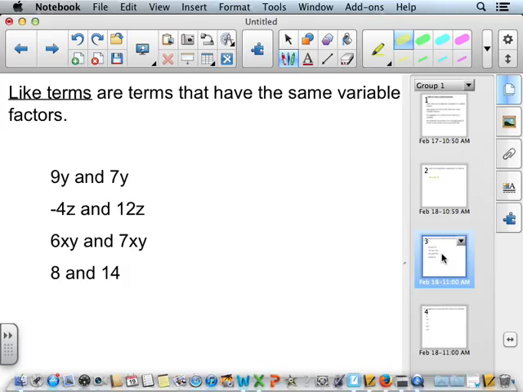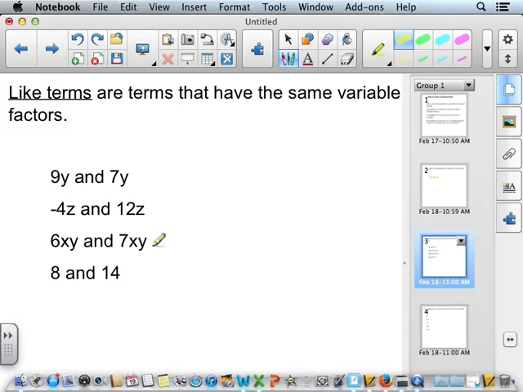Next, I have like terms. Like terms are terms that have the same variable factors. Here I have 9y and 7y. They both have a variable factor of y, so they are like terms. Here I have negative 4z and 12z. Because they both have the same variable factor of z, they are like terms.